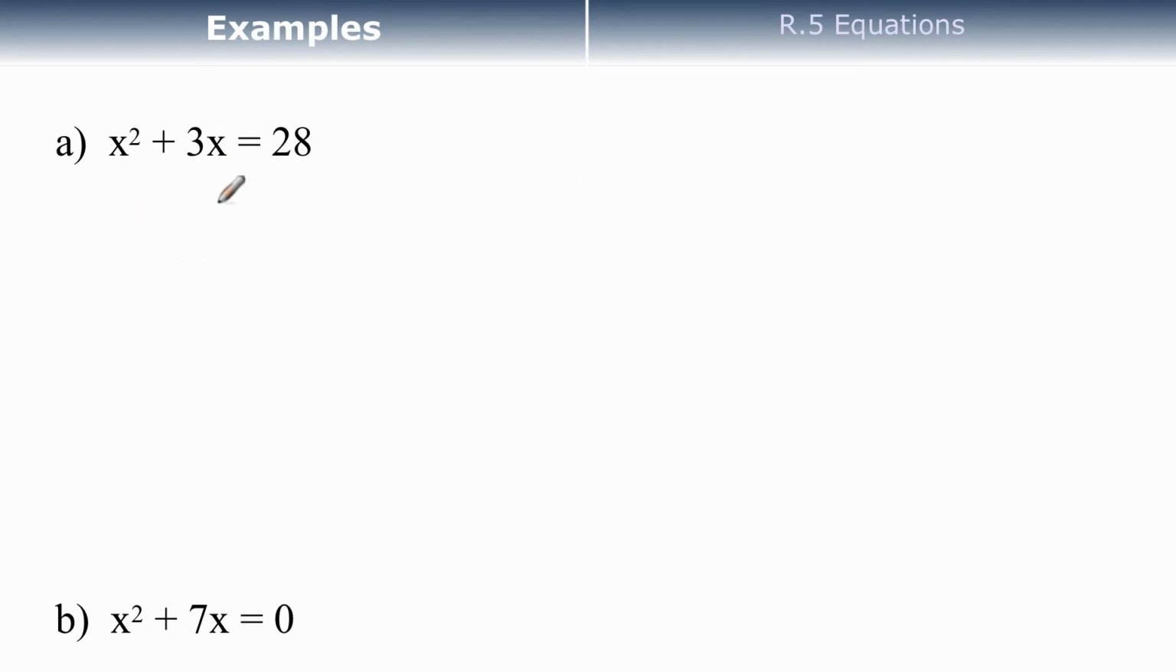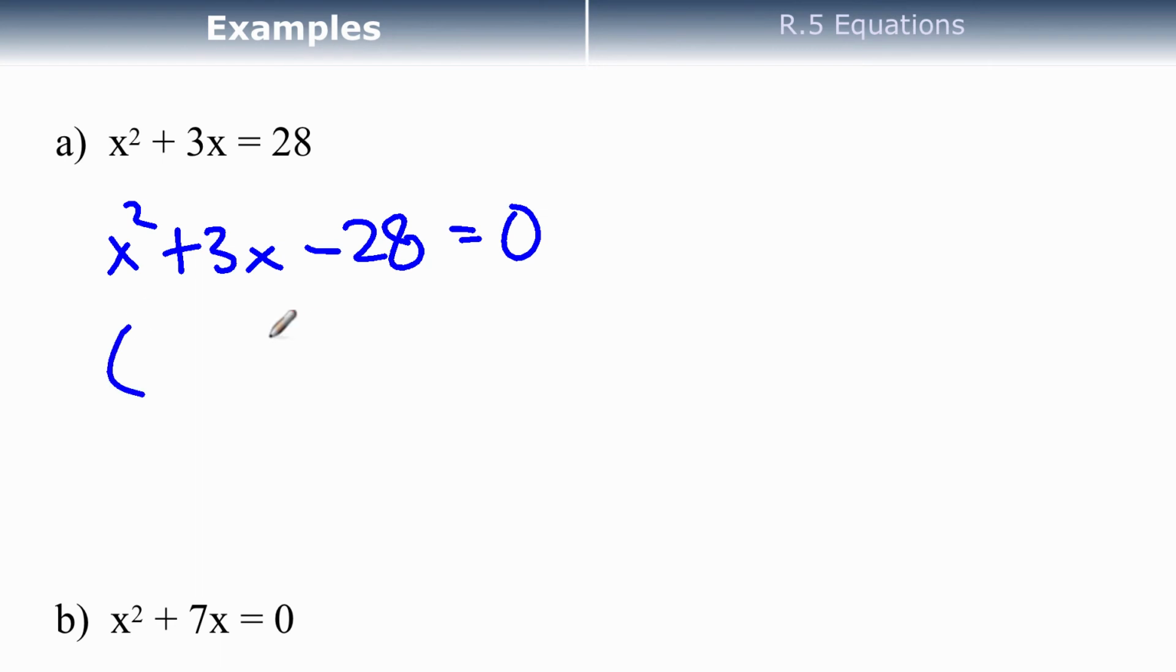Here's an equation. This one, it doesn't look right because it doesn't equal 0. Anytime you have a quadratic, you want to make it equal to 0. So x squared plus 3x minus 28 is equal to 0. Now what I want to do is get these three terms, it's a quadratic, into two brackets. Because if it's in two brackets, then I can use that 0 property we were just talking about.